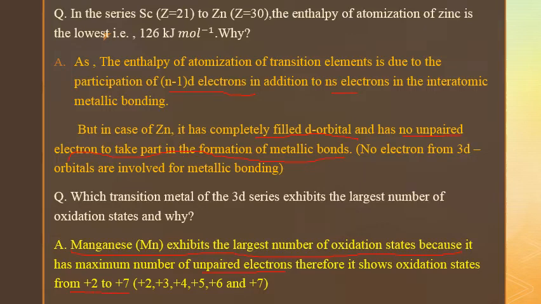As manganese has maximum number of unpaired electrons, as we noted the electronic configuration of manganese, it is 3d5 4s2. So the d orbital of manganese has 5 unpaired electrons, and due to the maximum number of unpaired electrons present in d orbital of manganese, it shows various oxidation states from +2 to +7. That is, all the oxidation states in between +2 to +7 will exist in case of manganese. That is +2, +3, +4, +5, +6 and +7. That's why manganese from the 3d series exhibits the largest number of oxidation states.